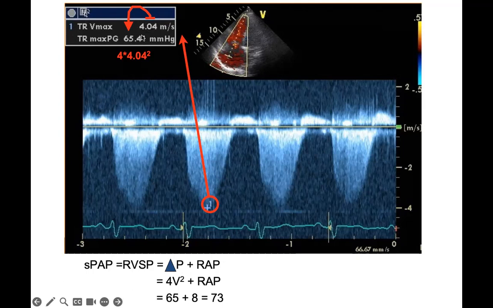As I said, the computer will calculate what that change in pressure is for you. And then we would plug that into this equation here. So 65 is our pressure gradient plus our right atrial pressure. We can get it in any of the other ways discussed, or you can just pick a middle ground of 8 to get a roundabout number. And now we see our PA pressure is 73. So we know that's significantly elevated.